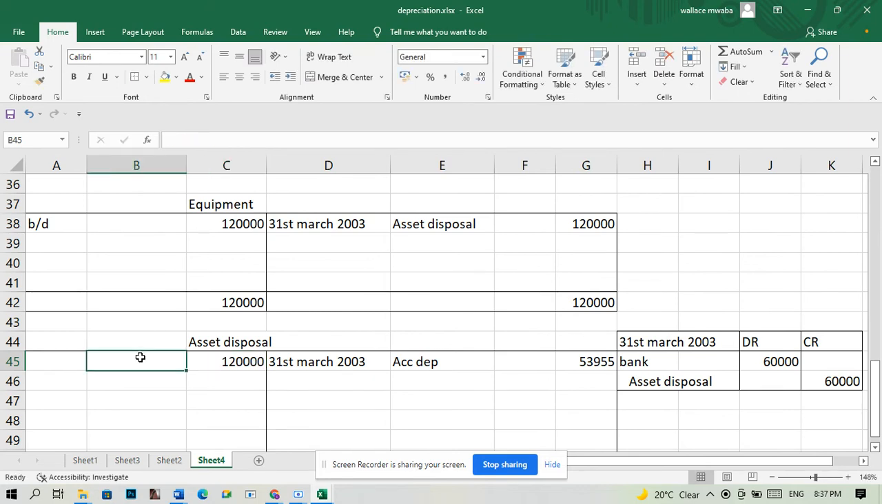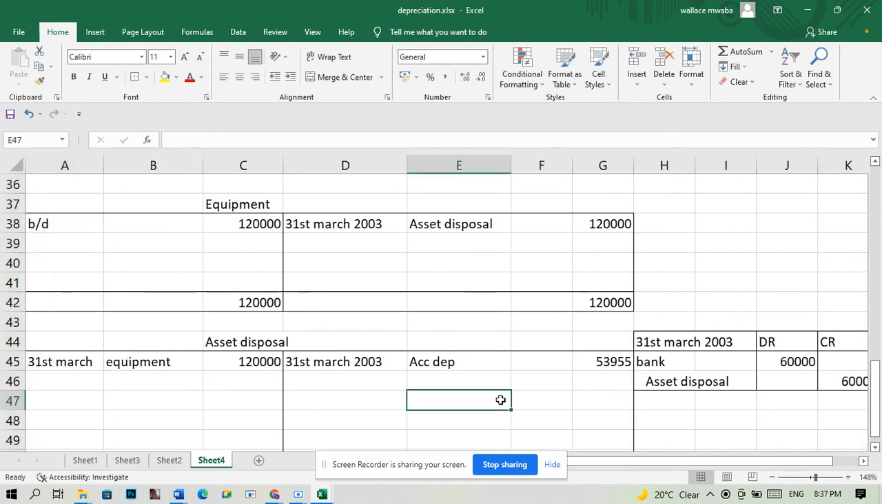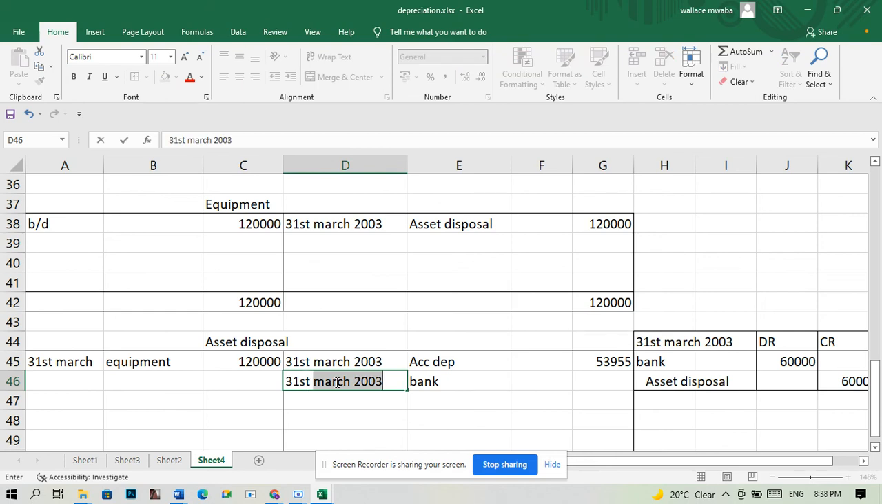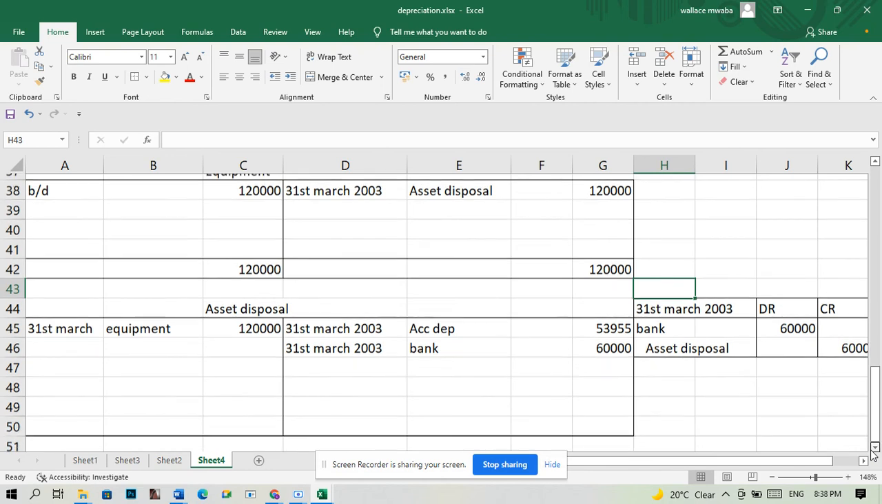Okay, then we're also going to debit asset disposal 120,000. Okay, this came from the equipment account, to debit the equipment. All right. Then also we're going to credit asset disposal 60,000. Credit 60,000. Okay. So now we have to determine if we made a gain or a loss.